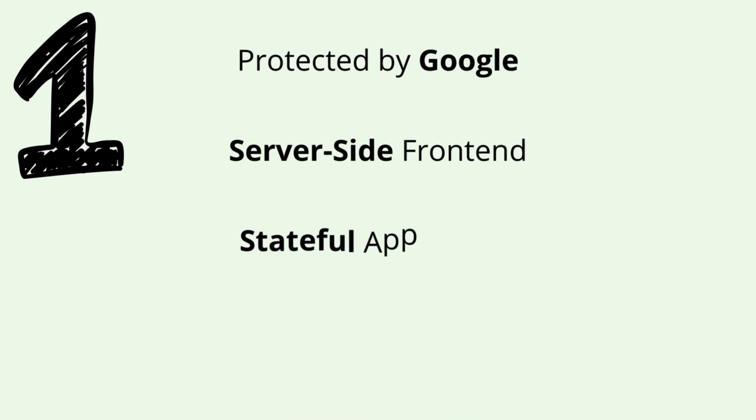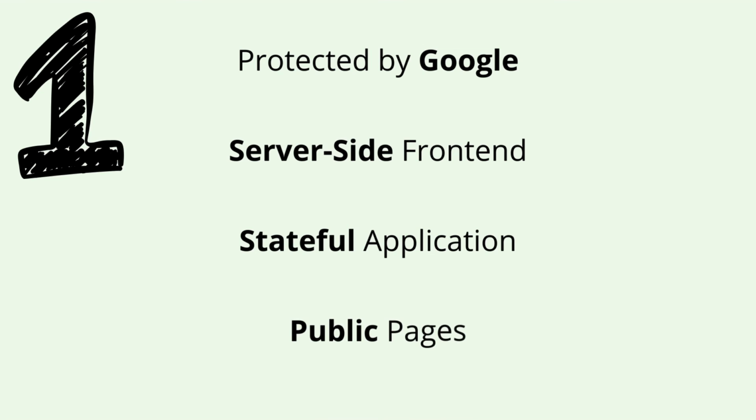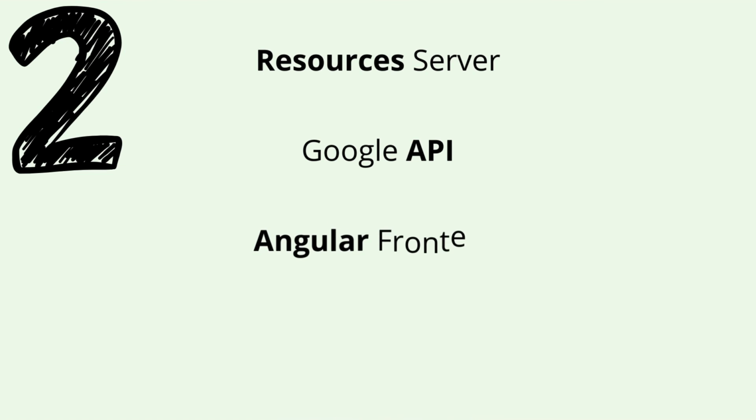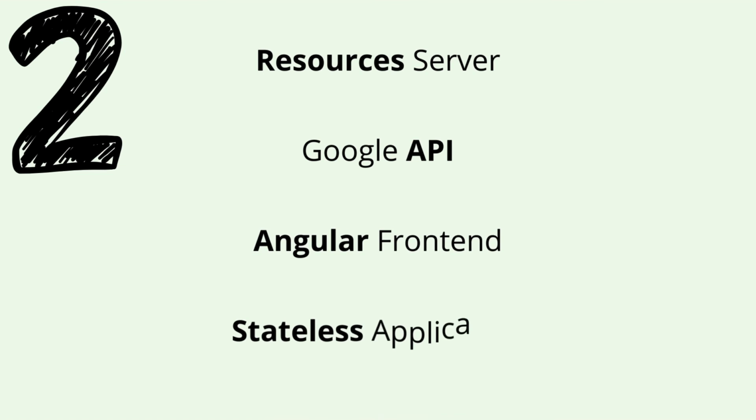With the most basic configuration, I have a complete protected application by Google with a server-side rendering frontend and stateful. Then I changed the security configuration to allow some public pages, but still a server-side rendering frontend and stateful. Finally, I've converted my backend to a resources server, and I handle the login with Google with the Google API. This way, I create an Angular frontend and a stateless backend.